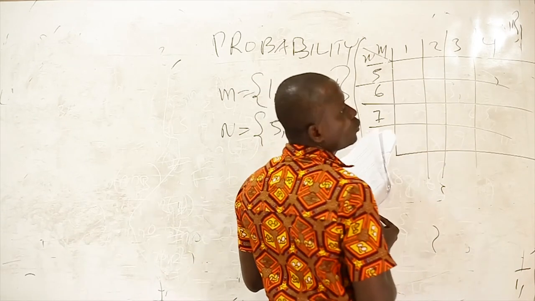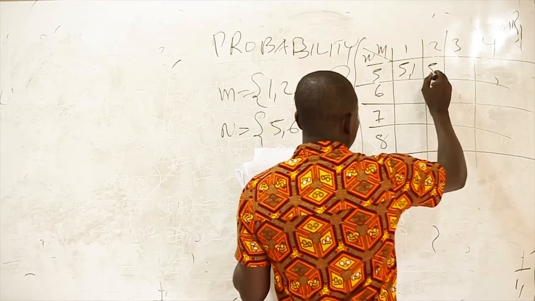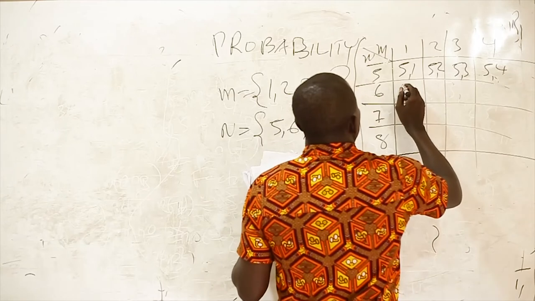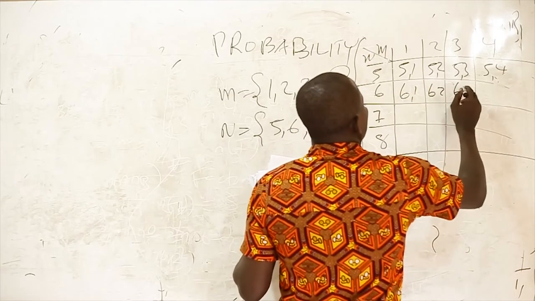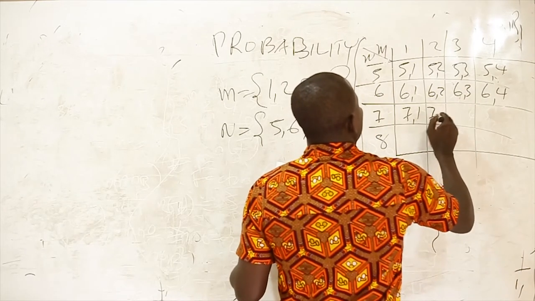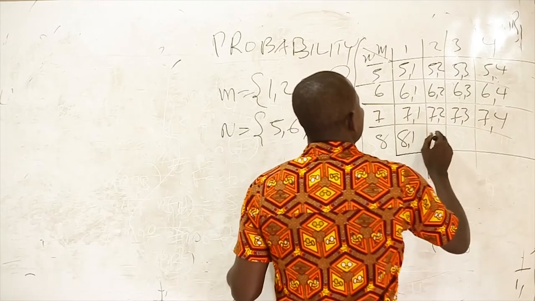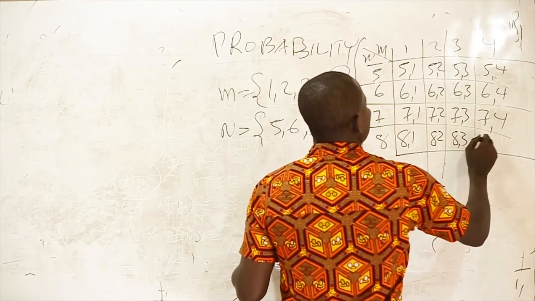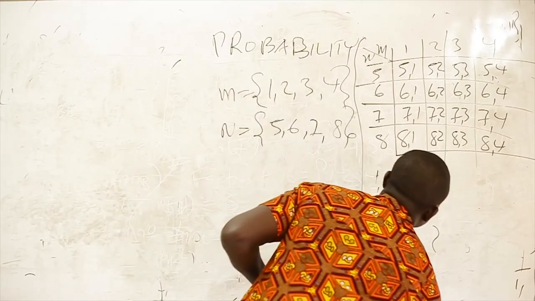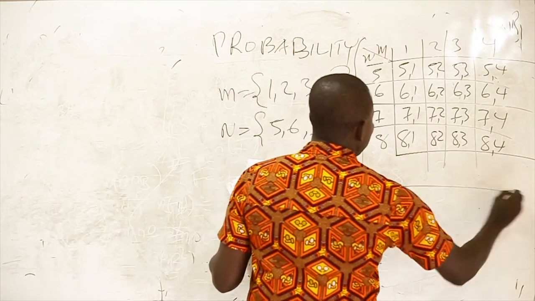It's like when we were throwing the two dice together. 5,1; 5,2; 5,3; 5,4; 6,1; 6,2; 6,3; 6,4; 7,1; 7,2; 7,3; 7,4; 8,1; 8,2; 8,3; 8,4. Exactly. Now, some candidates, after getting this, can decide to reform another one to facilitate answering.